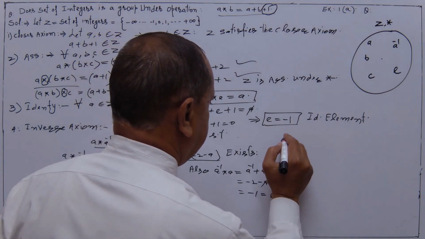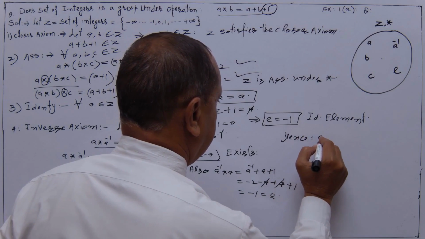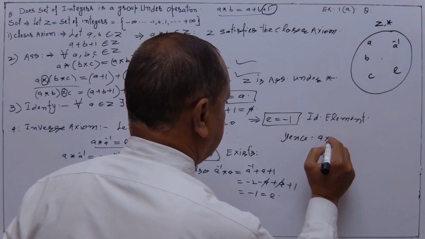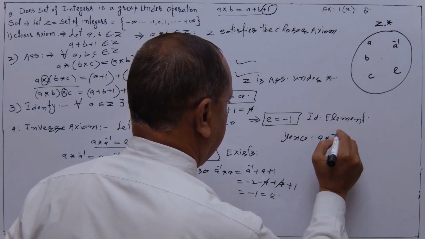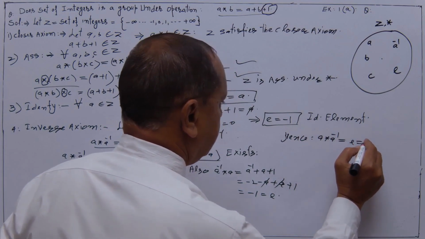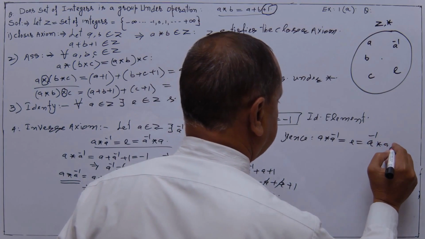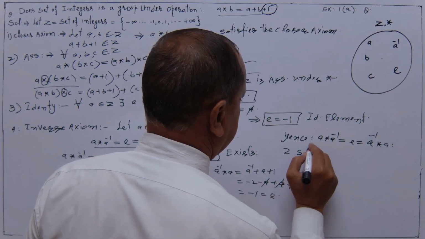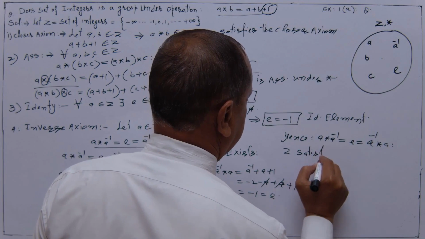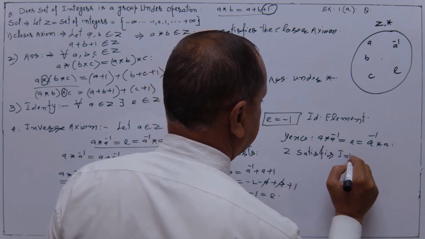So hence A star A inverse is equal to E is equal to A inverse star A, satisfies inverse axiom.